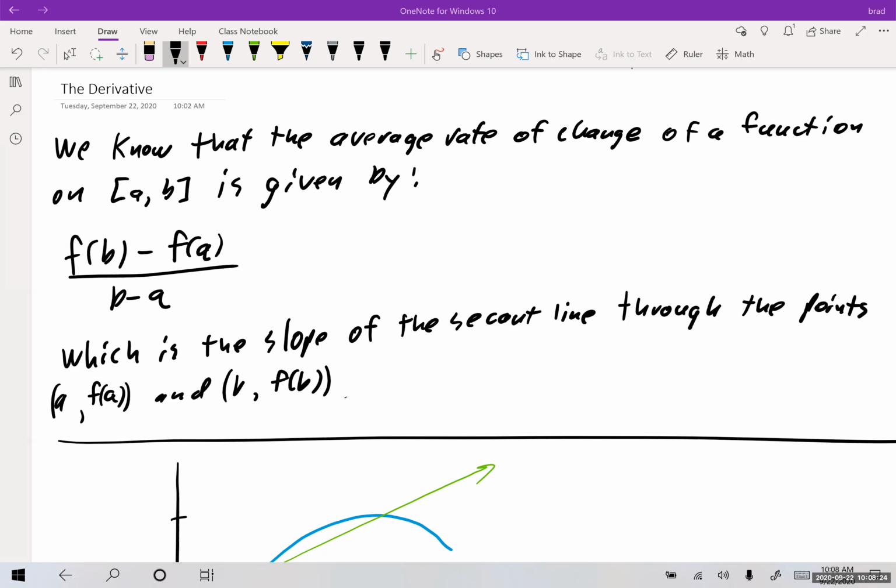We know that the average rate of change of a function on a closed interval from a to b is given by f of b minus f of a all over b minus a. But we know this is just the slope of the secant line, right? And it passes through the points (a, f of a) and (b, f of b), okay?